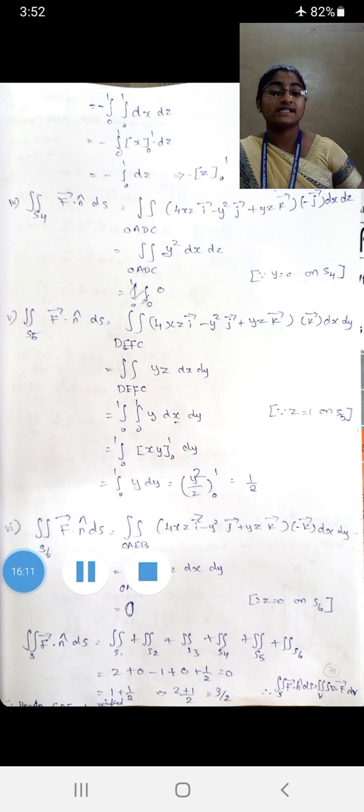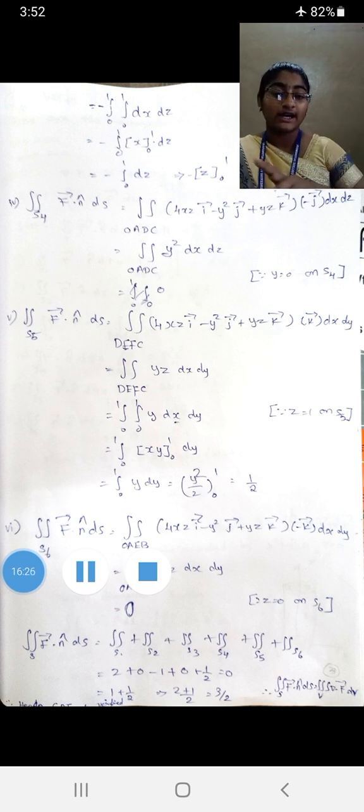Similarly for surface 6, we take the bottom of the cube, so we get the minus k vector. Multiplying the k vector, we get minus yz k vector. We know that on surface 6, the value of z will become 0. So our surface 6 will become 0.